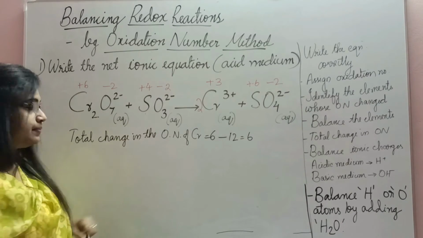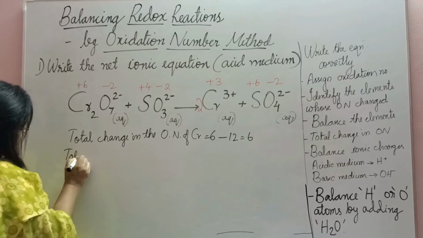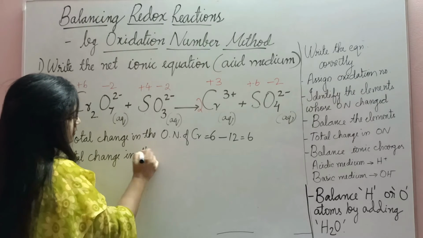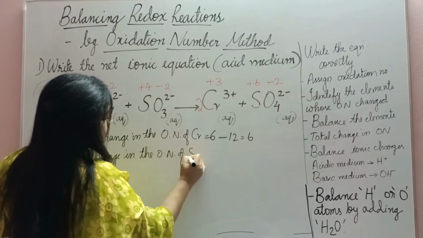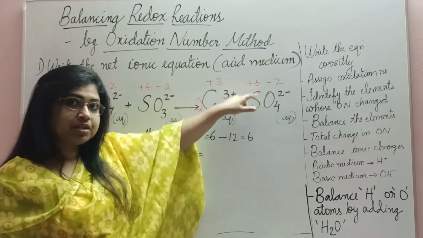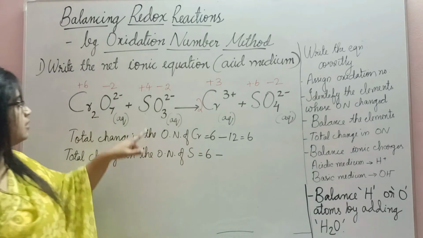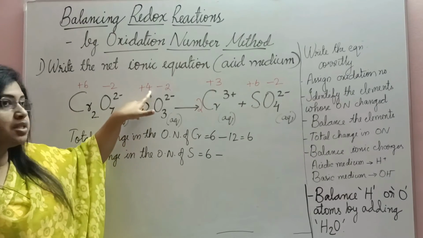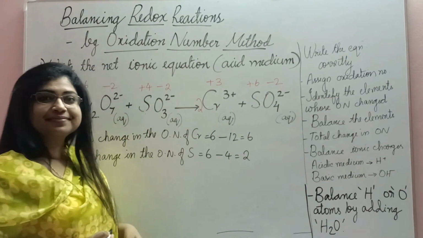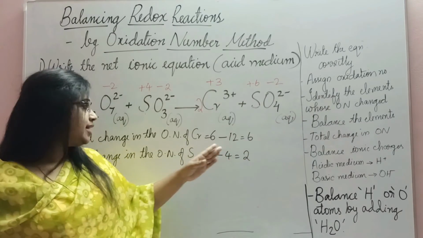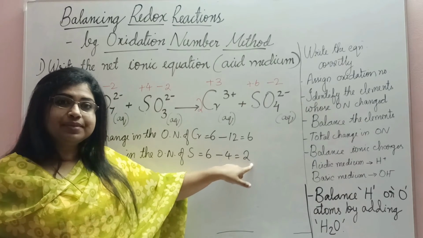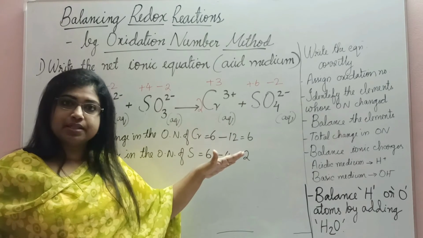Now let's go to sulfur. We can start from the product side. Sulfur, the oxidation number is 6, minus, on the reactant side, the oxidation number of sulfur is 4. So 6 minus 4, that is equal to 2. Now we have got the total change in the oxidation number of chromium as well as sulfur: 6 and 2.